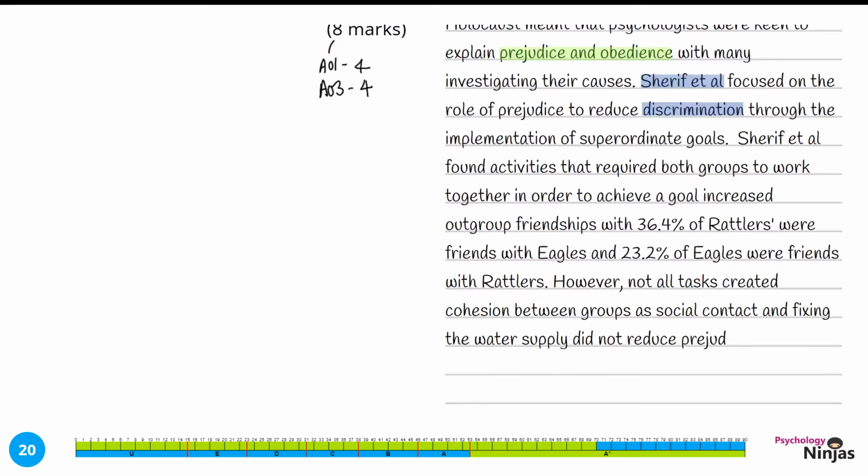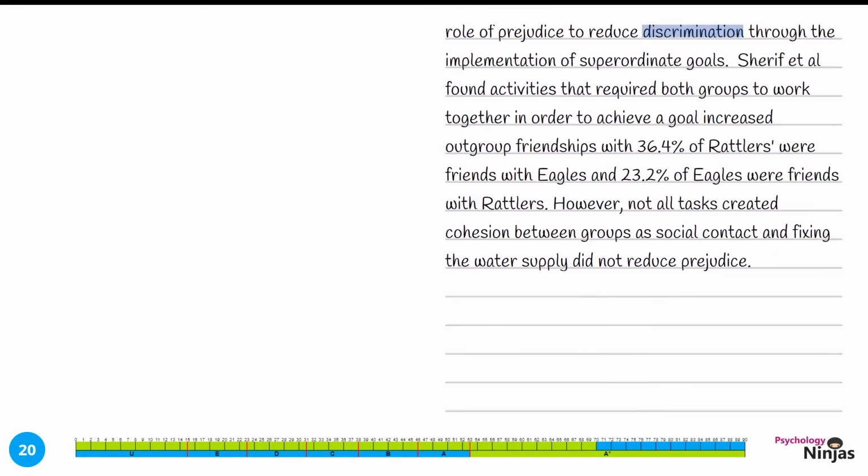Sherif et al. found activities that require both groups to work together in order to achieve a goal increased out-group friendships, with 36.4% of Rattlers being friends with Eagles and 23.2% of Eagles being friends with Rattlers. However, not all tasks created cohesion between groups, as social contact and fixing the water supply did not reduce prejudice.